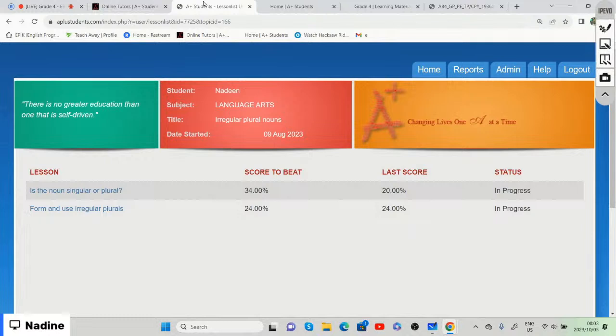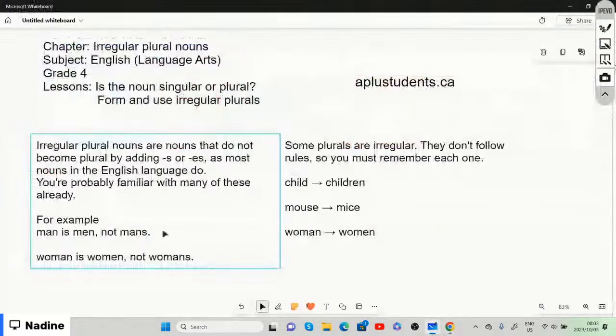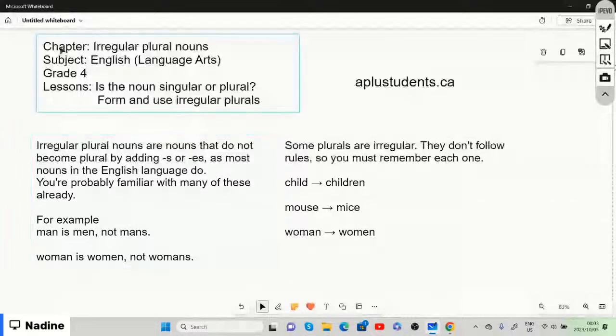But when it comes to irregular plurals, there are basically no rules that we follow. You're going to have to know how the plural form changes. So our chapter for today is irregular plural nouns. We are doing the subject of English or language arts, grade 4, and our lessons today are: is the noun singular or plural? We will identify if the noun is singular or plural, and then we are going to form and use irregular plurals.